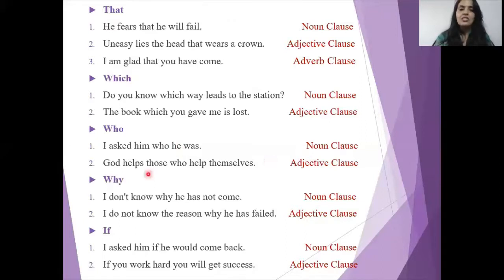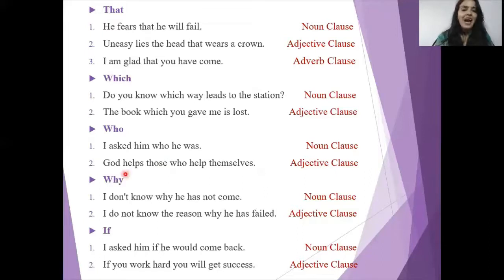God helps those who help themselves. God helps those, principal clause. Who help themselves, subordinate clause. This is telling about those persons, those particular people who help themselves. It means this clause is qualifying this noun, those, right? Telling about these persons who help themselves. So this is an adjective clause.